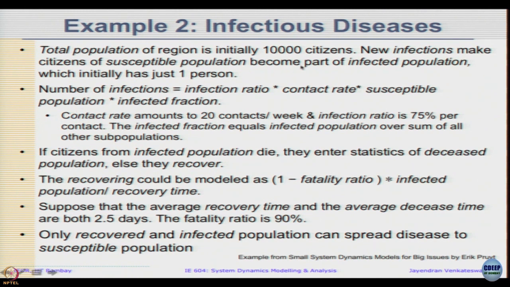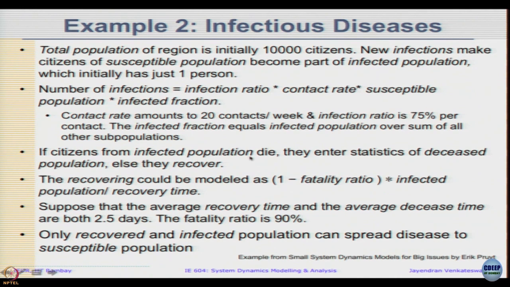The number of infections is the infection ratio and contact rate times the susceptible population and the infected fraction. Again, the model is quite straightforward there. The values of contact rate and infection ratio are given, and the fraction infected equals the infected population over the sum of all other subpopulations. Let us see what the other subpopulations are. Right now it is only susceptible and infected.